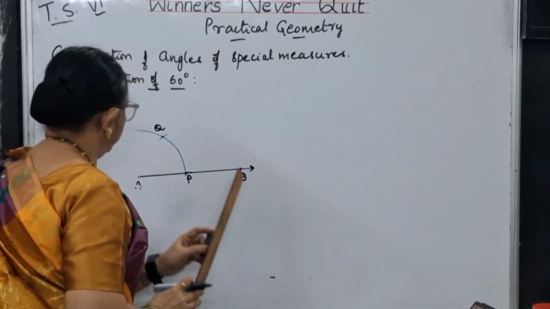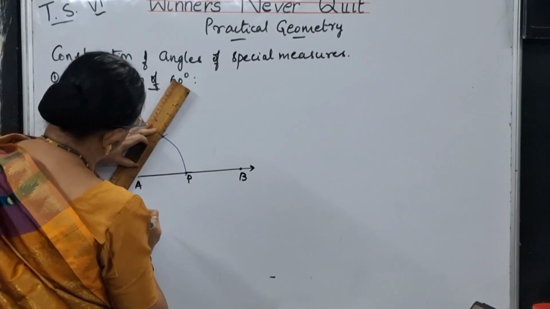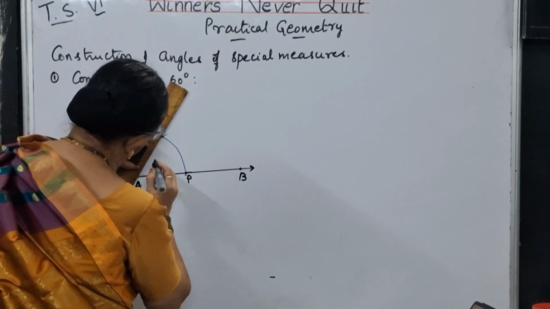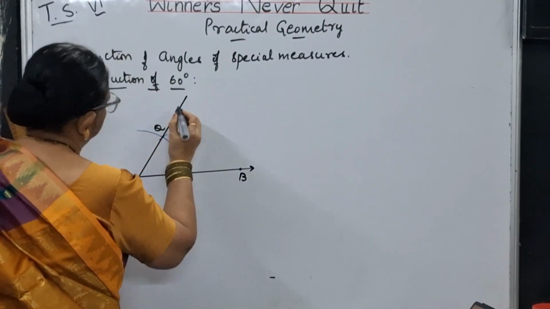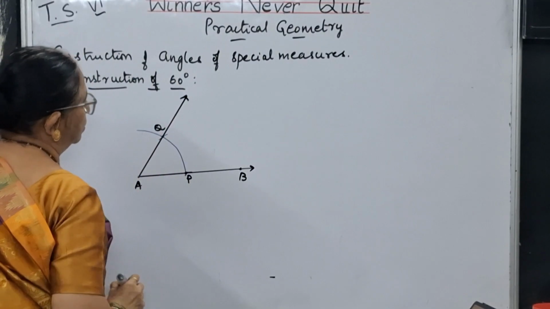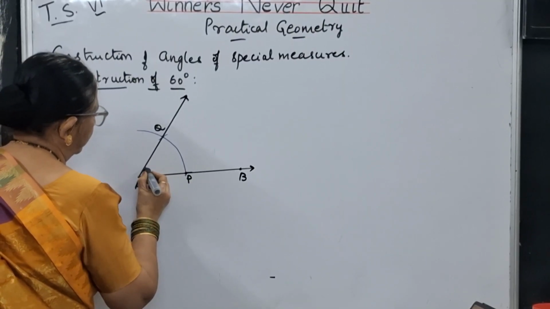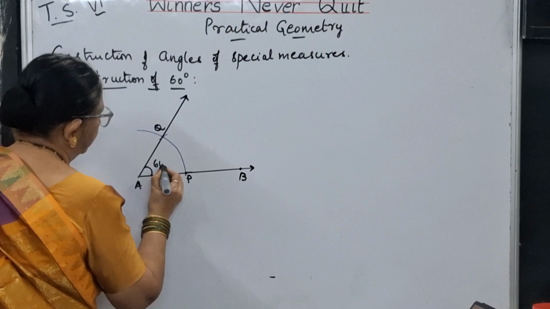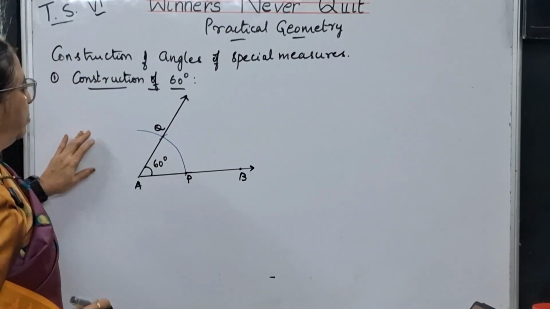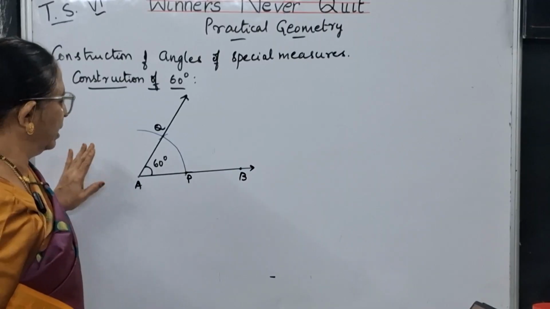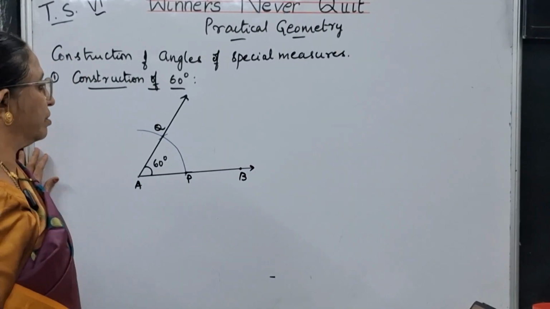Now, if you join A and Q, you are going to get angle QAP, an angle of 60 degrees. This is how you are able to construct an angle of 60 degrees by using compass and the scale.